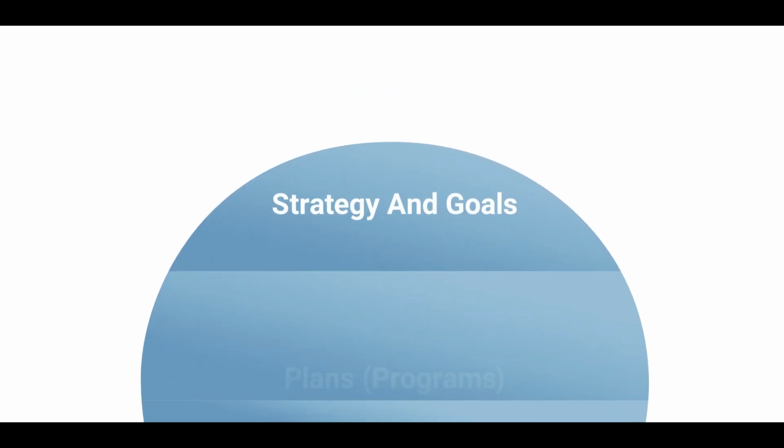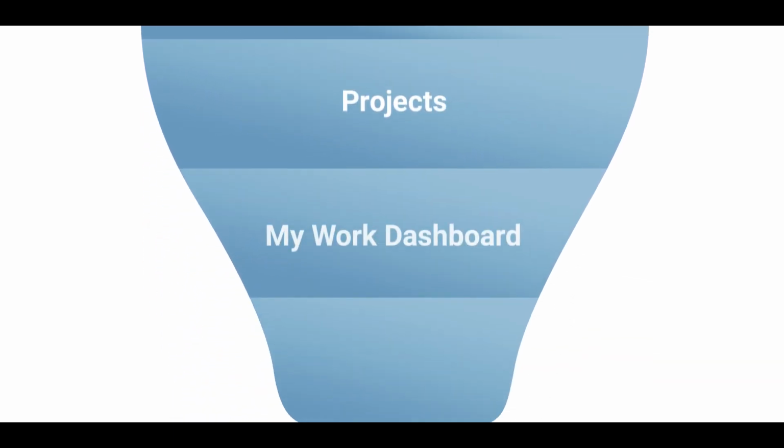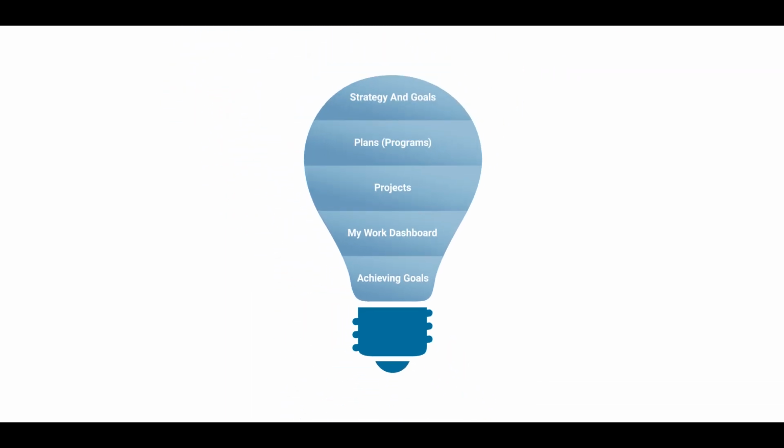Leantime is a people-first project management system where we empower diverse minds to see their impact and find meaning in work again. In Leantime, the hierarchy starts at your strategy and your goals, moves into your plans and then your programs, projects, and then into your My Work dashboard, ultimately empowering you to achieve your goals.